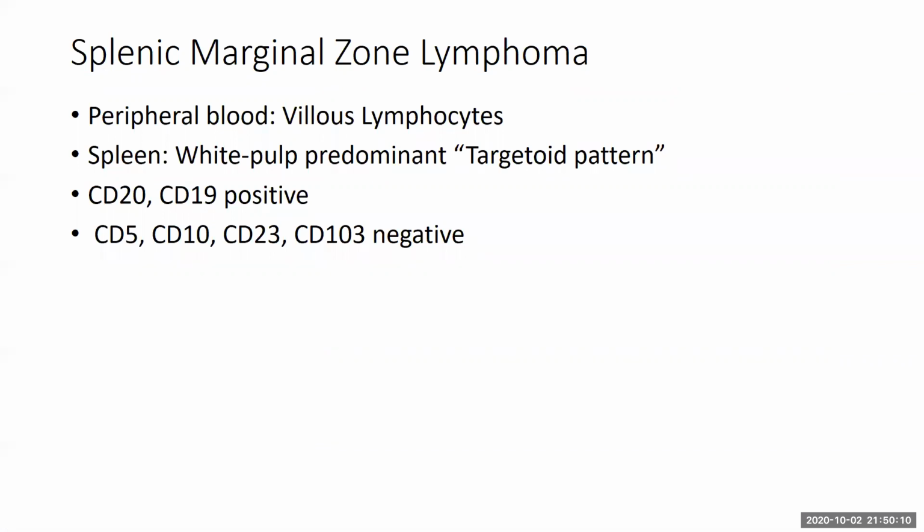So just keep these things in mind. The only things usually expressed with these are CD20 and CD19, and no expression of CD5, CD10, CD23, CD103. So that helps differentiate these against hairy cell versus CLL versus follicular. So just keep that in mind.